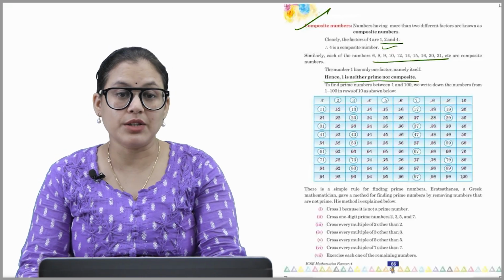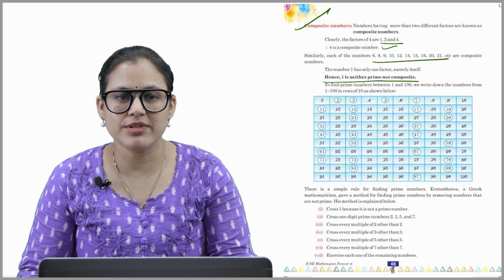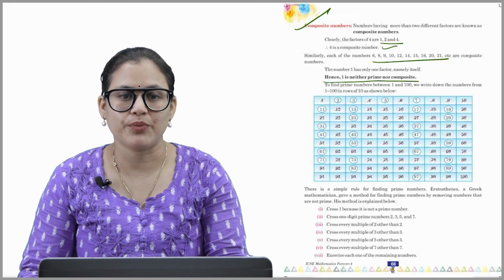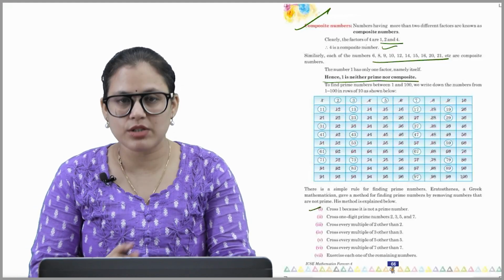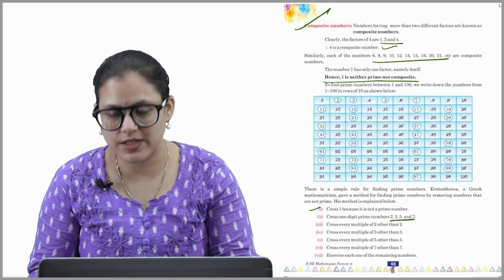Eratosthenes, a Greek mathematician, gave a method for finding prime numbers by removing numbers that are not prime. His method is explained below. Number 1, cross 1 because it is not a prime number. Then circle the 1-digit prime numbers, that is 2, 3, 5, 7.